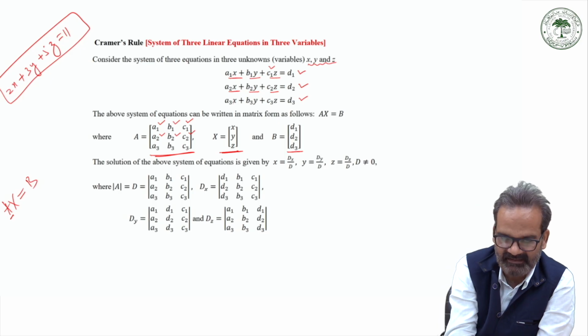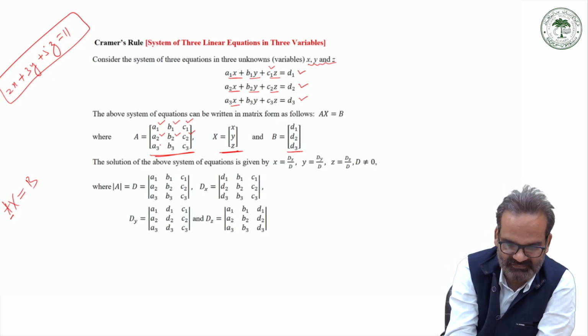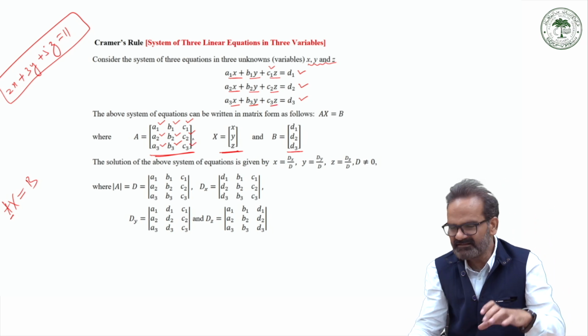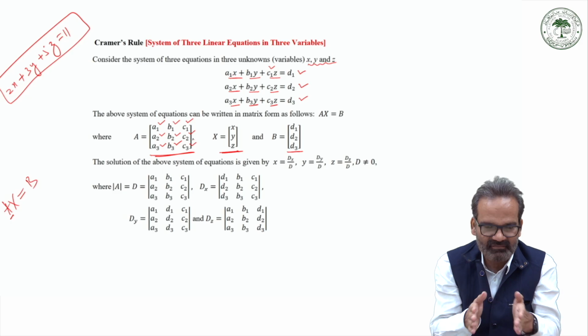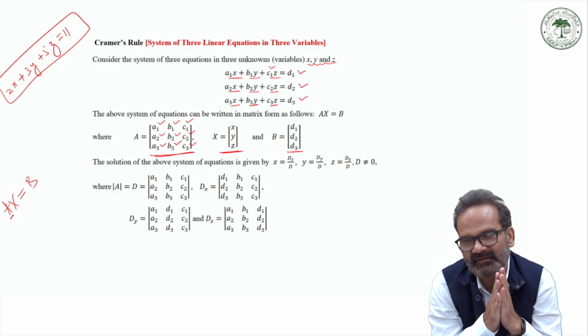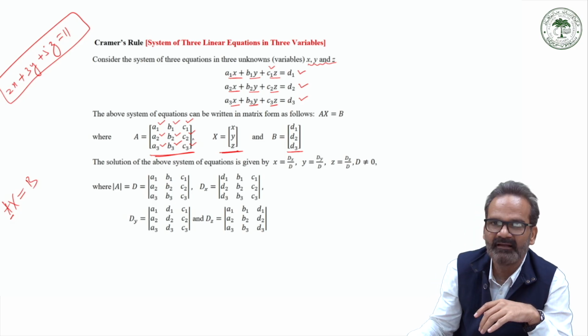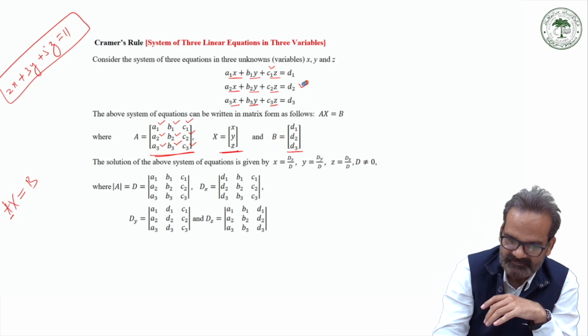And finally, in the third equation, the coefficient of x is a3, so we have a3 here. The coefficient of y is b3, so we have b3 here. And the coefficient of z is c3, so we have c3 here. This is how we can write down the matrix of the coefficients of the variables x, y and z in the given equations.